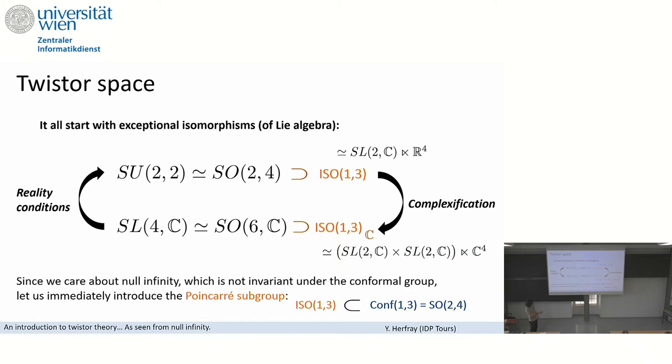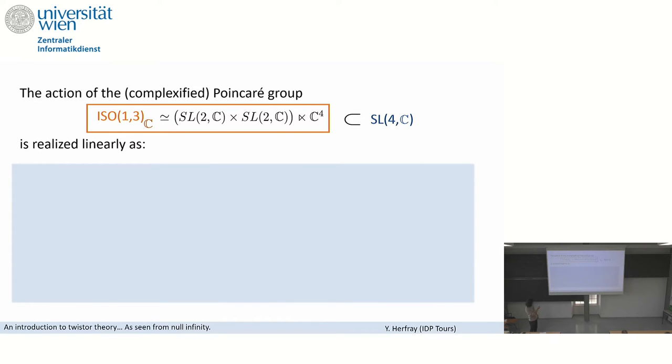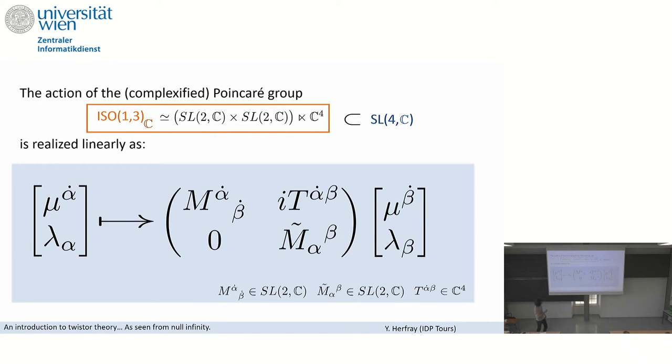What do I mean by the complexified Poincaré group? Well, the Lorentz group is SL(2,C), so SO(3,1), acting on R^4. When you complexify, R^4 becomes C^4, but this SL(2,C) is doubled, and you have two copies of SL(2,C). In practice, we should be thinking of the Poincaré group as sitting inside SL(4,C), and here's what it looks like. It's going to be very important for the whole talk to have this expression in mind, so I just write it up here for us to remember.